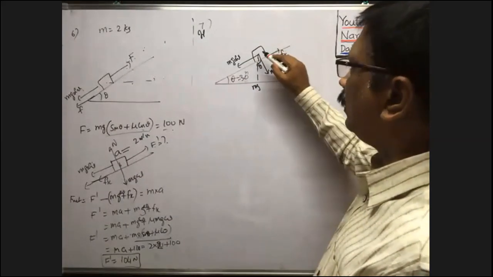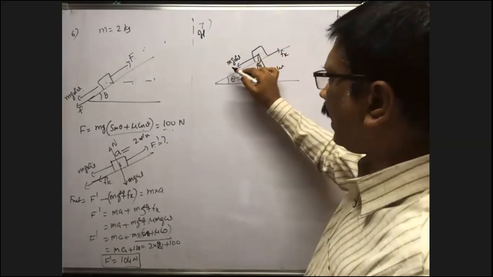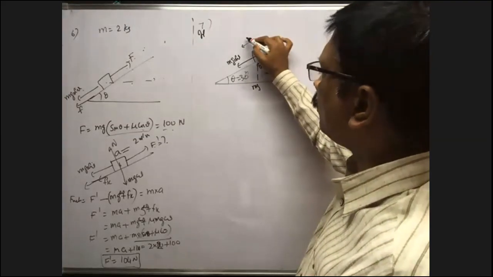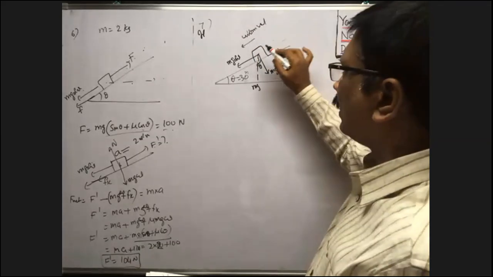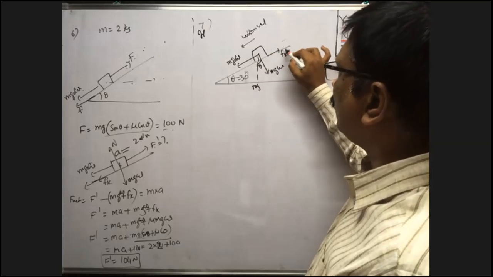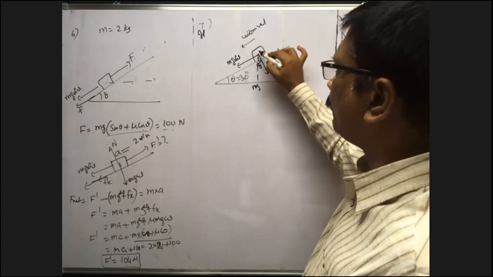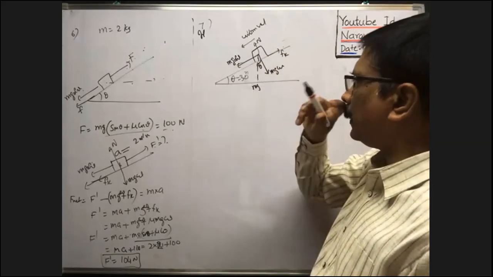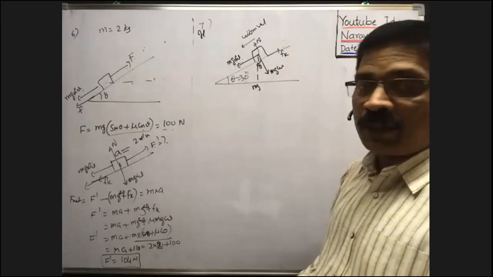Here, on the block on the inclined plane, the weight component mg sin theta acts downwards. The block moves down with constant, uniform velocity. As the block moves down, kinetic friction acts on the block opposite to the motion, in this direction. Of course, the normal reaction acts in this direction. But parallel to the inclined plane on the block, there are two forces: mg sin theta and Fk acting in the opposite direction.